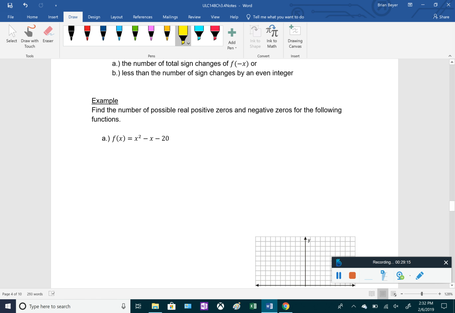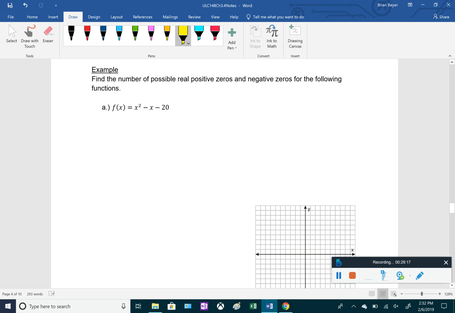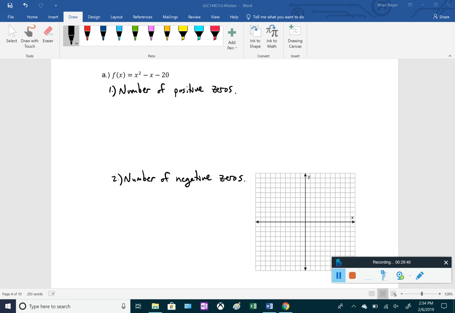Okay, so let's do an example so we can see what I mean here. For the first one, we're trying to find the number of possible positive and negative x-intercepts for the following function. So we have f of x is x squared minus x minus 20. We'll do the number of positive ones first.